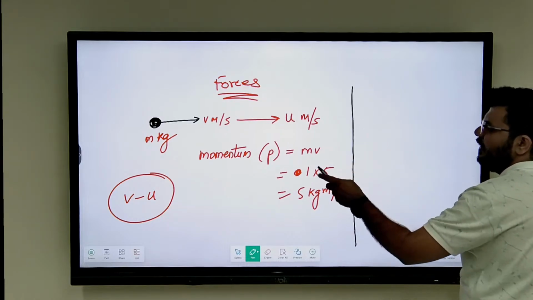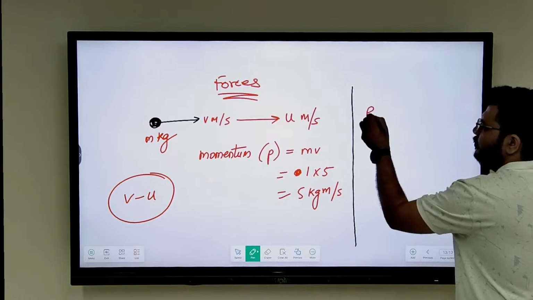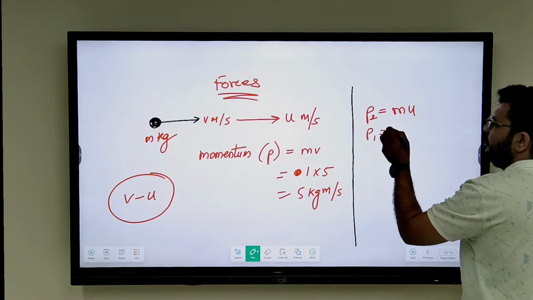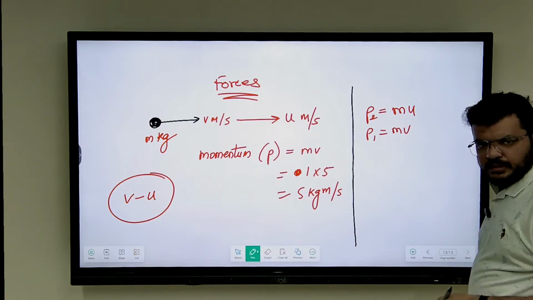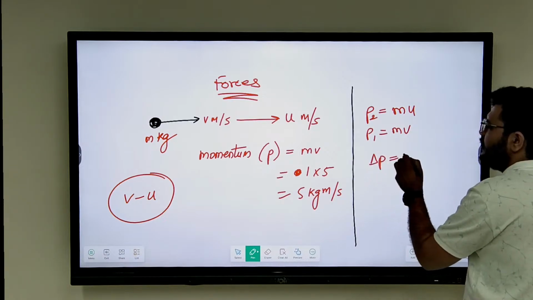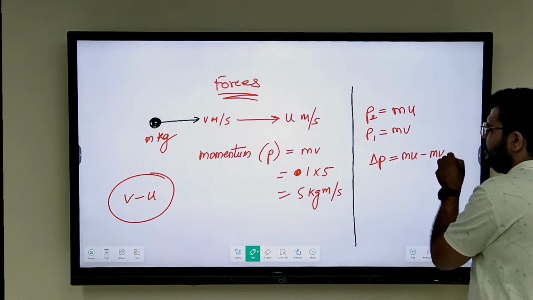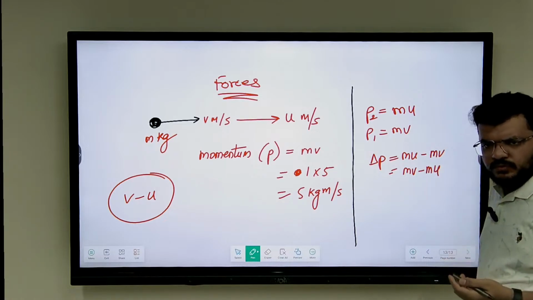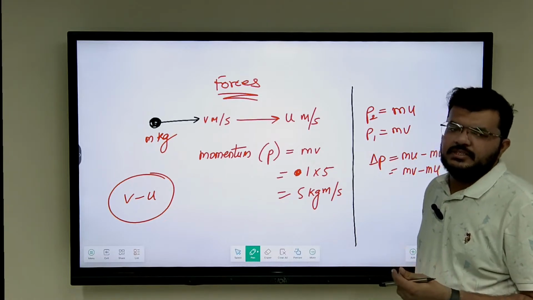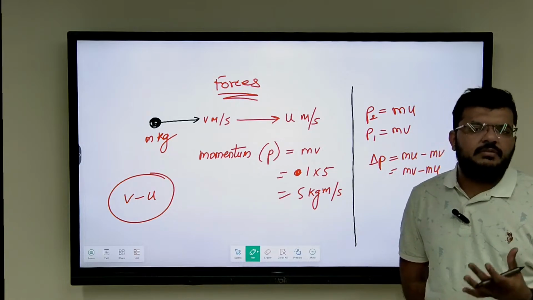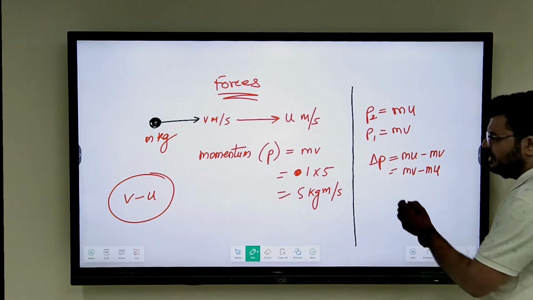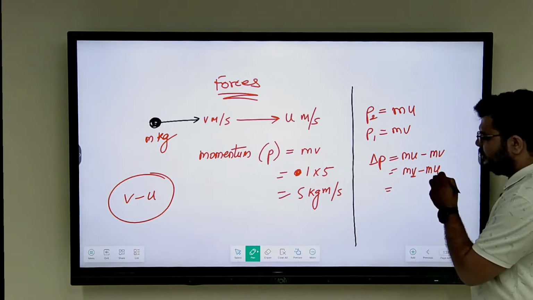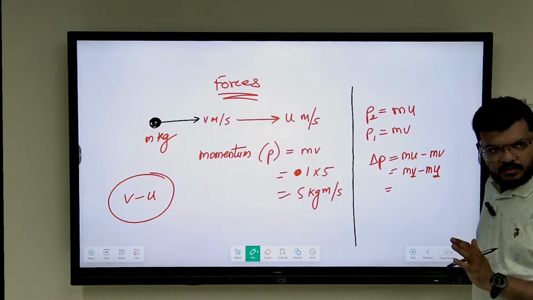So let's say that this momentum change, right? P2 is equal to m into u, P1 is equal to m into v, right? Delta P is equal to mu minus mv, or I can also write it as mv minus mu, right? Both of them are same. Only when they're asking has the momentum increased or decreased, it matters what you are taking first, hai na? Otherwise final minus initial is the best, but because maine aise v aur u thoda ulta liya hai to main aise likh raha hoon, hai na?